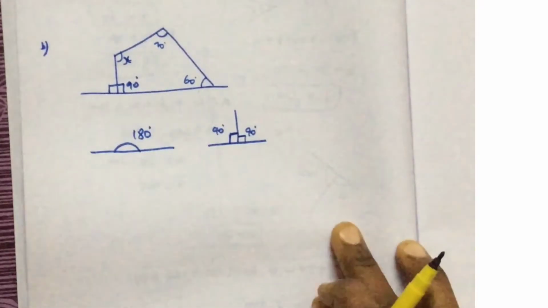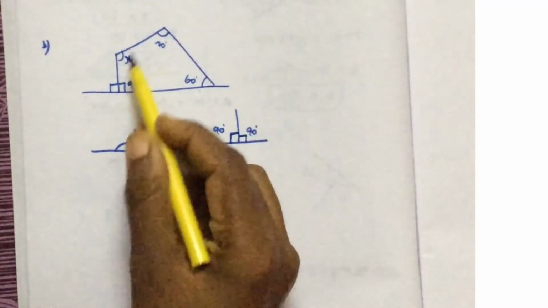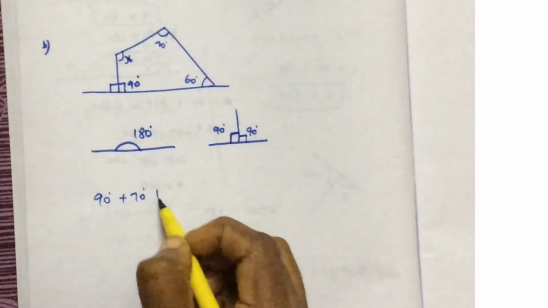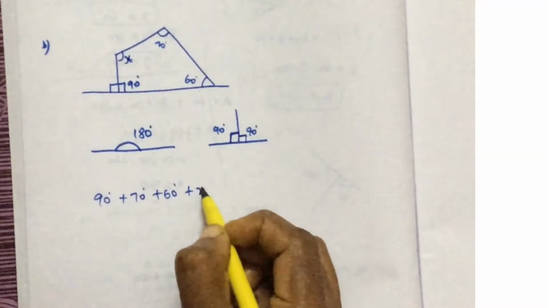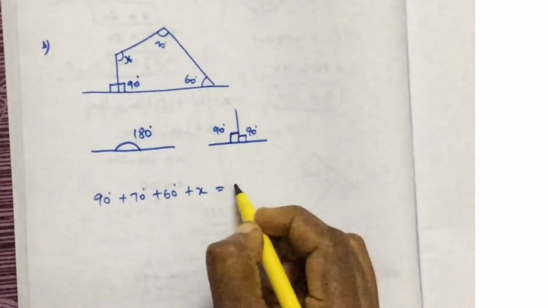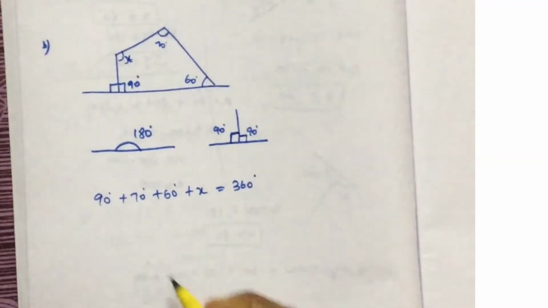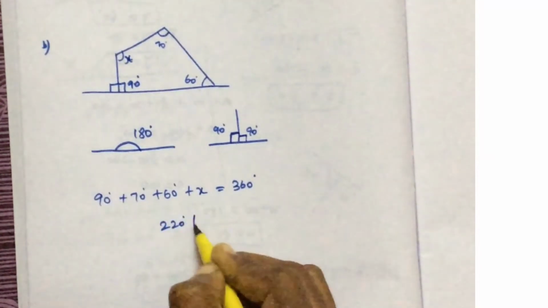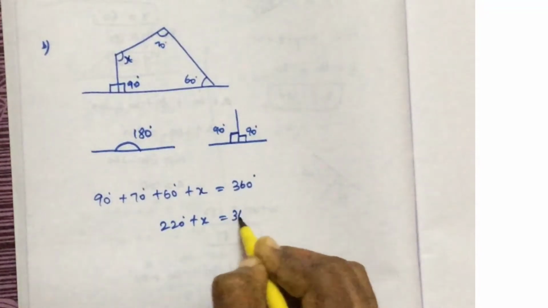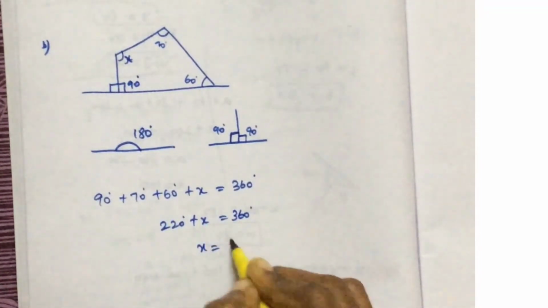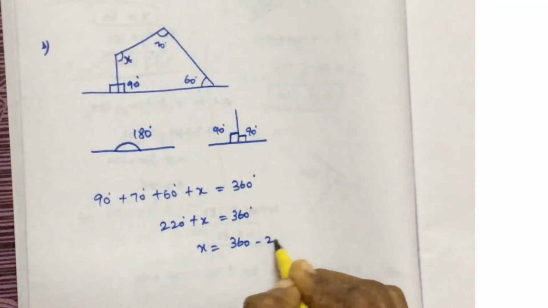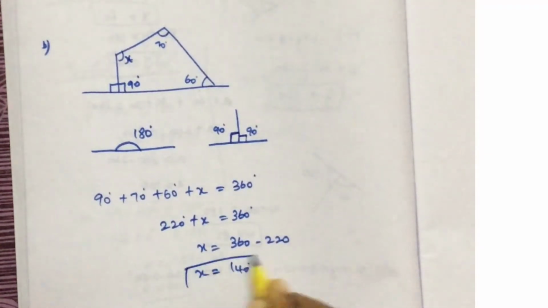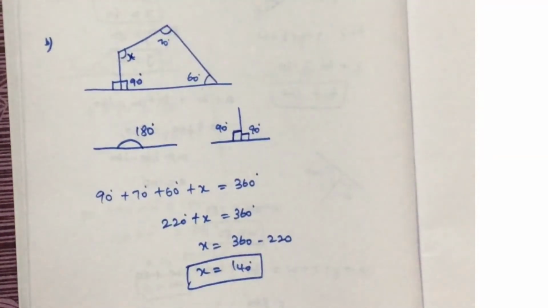From the angle sum property, we know that if you add all these angles, that is 90 plus 70 plus 60 plus x, together it will give 360 degrees. 90 plus 70 plus 60 together is 220, so 220 plus x equals 360. So x equals 360 minus 220, which is 140 degrees. Okay, x is 140 degrees.